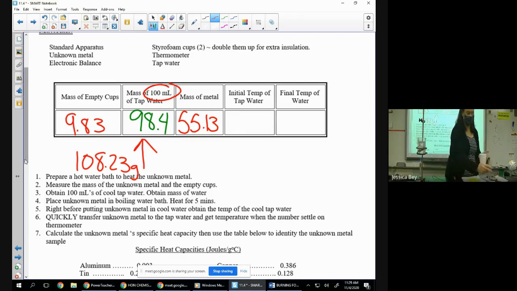Now, it says we also want the initial temperature of the water. So I'm going to move that, fan ram, turn that on right here. We're going to give it a second. Now I want to think about what's going to happen to the temperature. We're going to have some cool water in here.